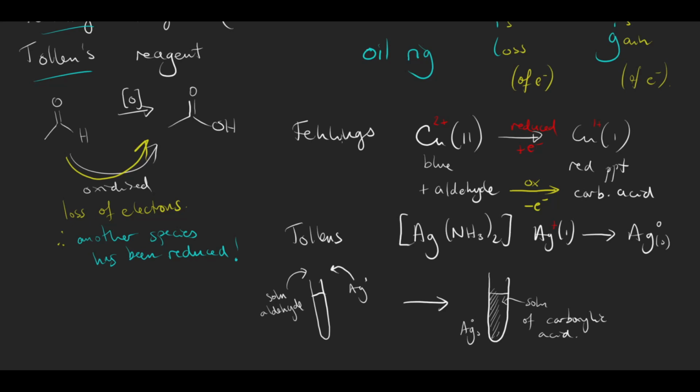So two different tests, Fehling's and Tollens, and they both can be used to test for the presence of an aldehyde. If by another method you know that you have this carbon-oxygen double bond, which is present in both aldehydes and ketones, then you can use Fehling's or Tollens to tell you whether it's an aldehyde or a ketone, because they only tell you the presence of aldehydes.